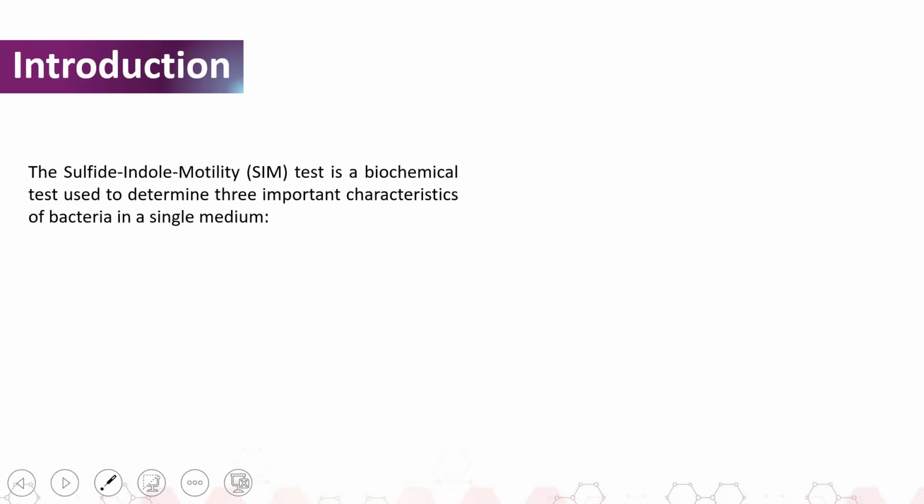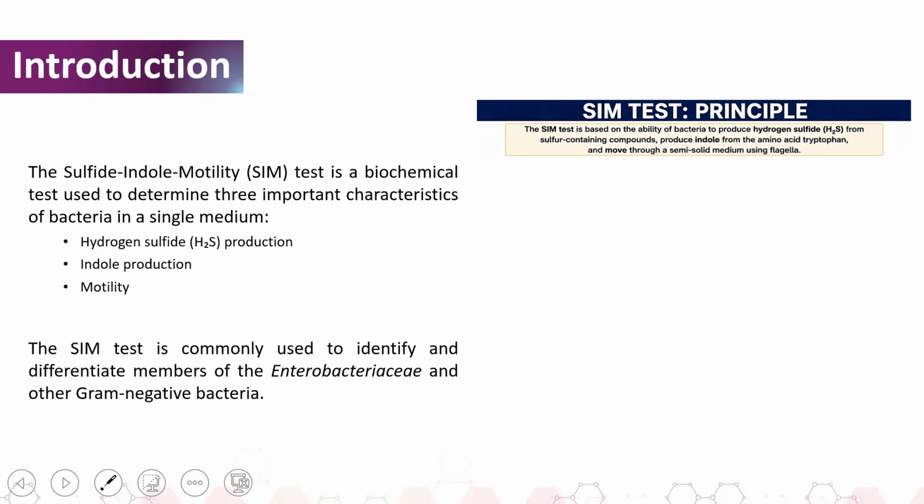The sulfide indole motility test, or in short SIM test, is a biochemical test used to determine three important characteristics of bacteria in a single medium. 1. Hydrogen sulfide production. 2. Indole production. And 3. Motility. The SIM test is commonly used to identify and differentiate members of the Enterobacteriaceae and other gram-negative bacteria.